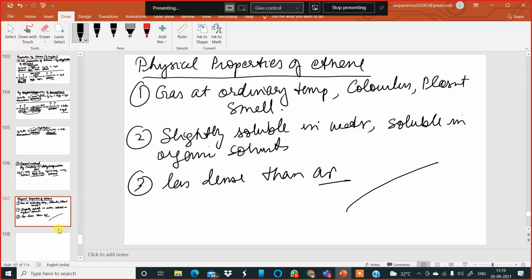Now, the chemical properties I will discuss in the next class. So I'd like to end my class here, but before that, just hang on because I need to record the attendance for today.